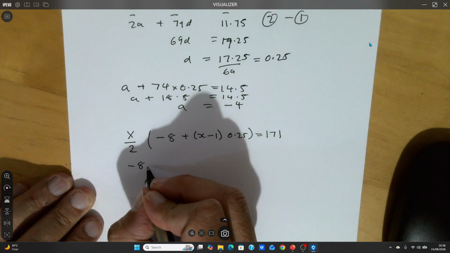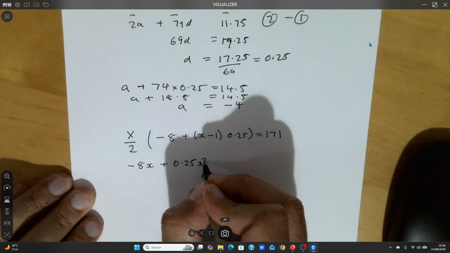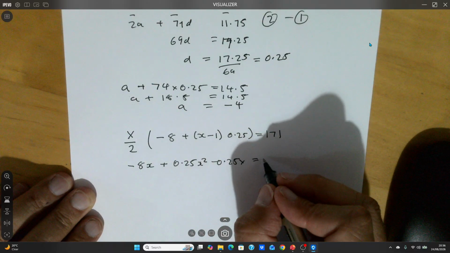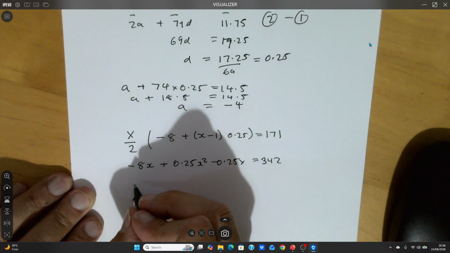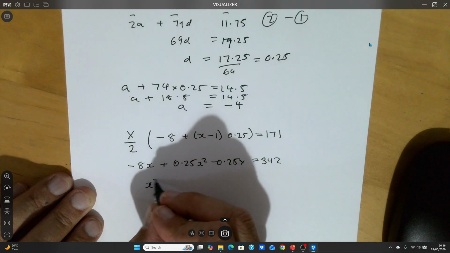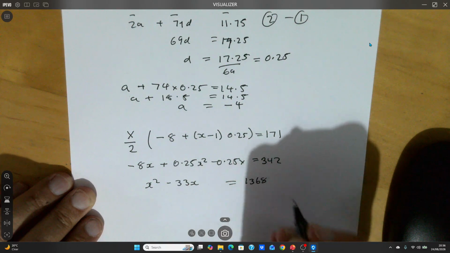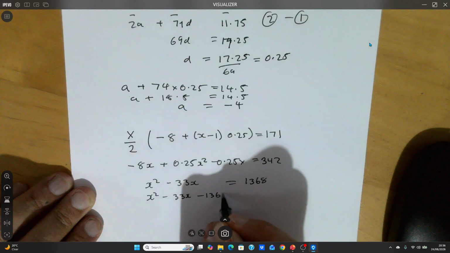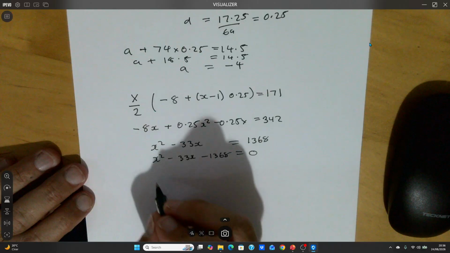Working through that, that gives me minus 8x plus 0.25x squared, take 0.25x equals 342. Going to times that all by 4 and simplify it. So that gives me x squared minus 33x equals 1368. So x squared minus 33x minus 1368 equals 0. Put this into the quadratic formula or factorize it. I'm going to choose to do the quadratic formula for this one.